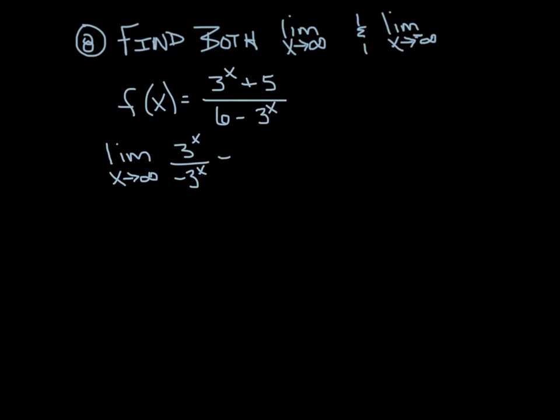And as we evaluate this, just simply simplifying it, we're going to get negative 1. So in other words, y equals negative 1 is one of the horizontal asymptotes.